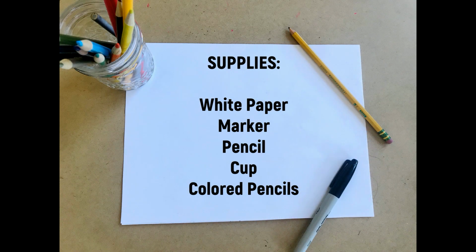Let's go grab our art supplies and draw our own wetland ecosystem at sunset. For this art project, you'll need white paper, a marker, a pencil, a cup, and all kinds of colored pencils. Make sure you sharpen them. Pause this video to grab your supplies. And remember, you can pause the video at any time to draw and color at your own pace.